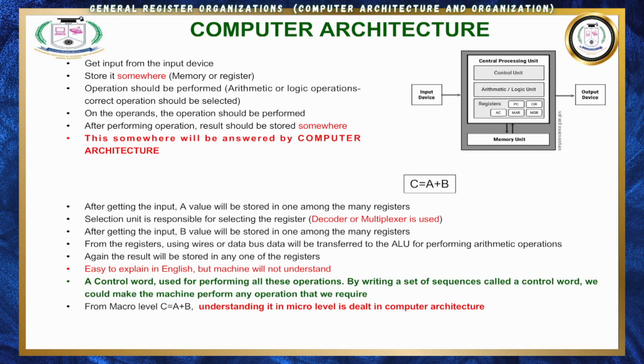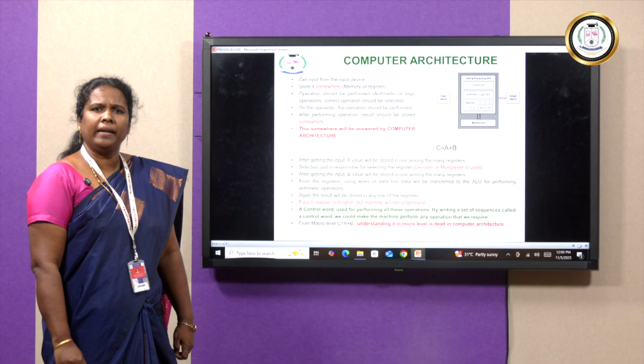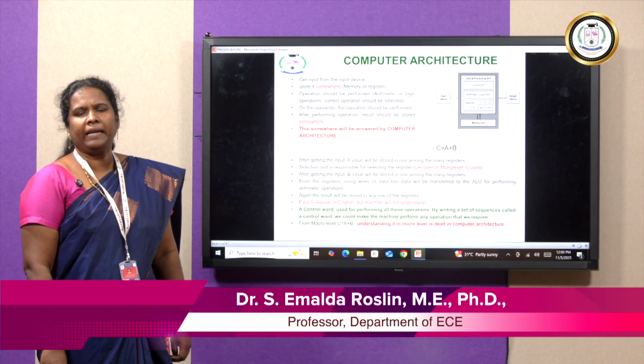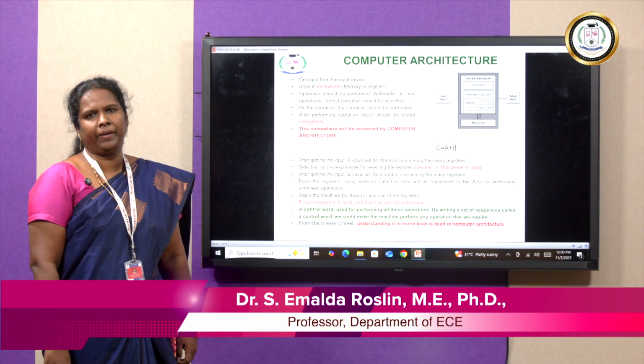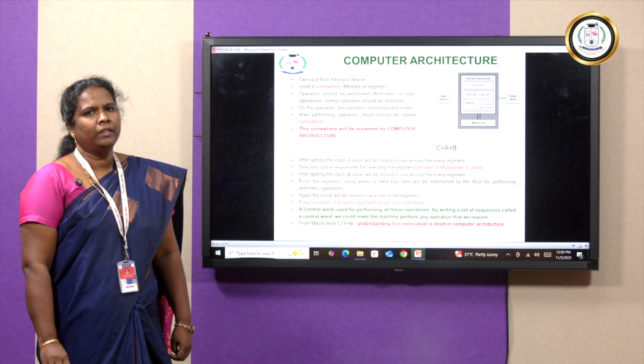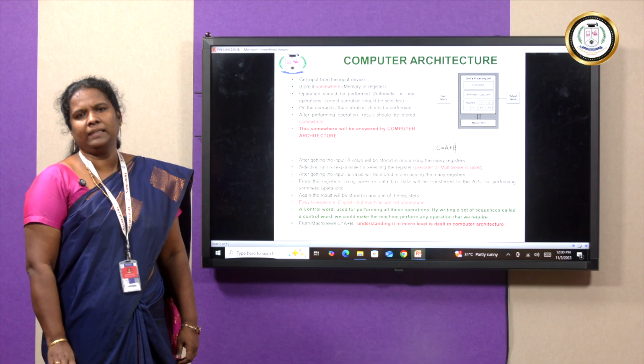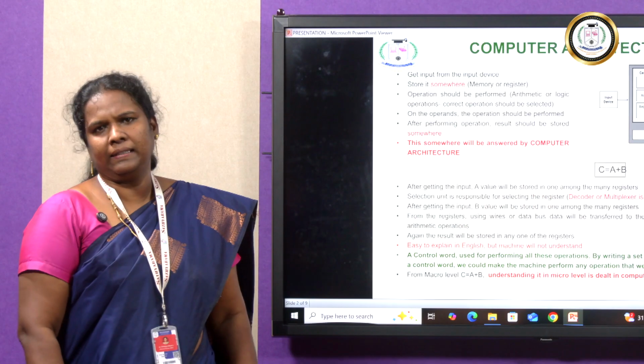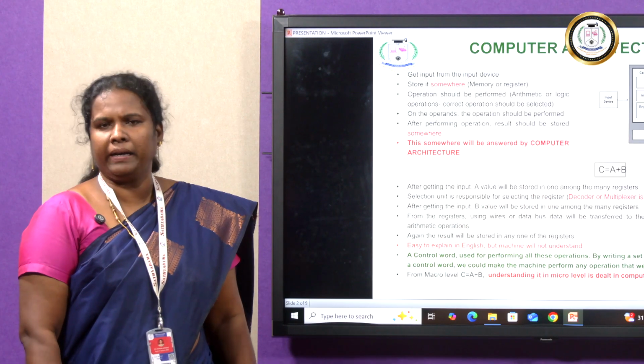Today we will see about General Register Organization in computer architecture. So we know the main blocks of a computer are the input device, the CPU and the output device. If you want to do any simple operation, suppose A plus B, first we have to get the value for A and store it somewhere, get the value for B and store it somewhere, do the process, and finally store the result and display it in the output unit. This is a simple process which we can easily explain in English.